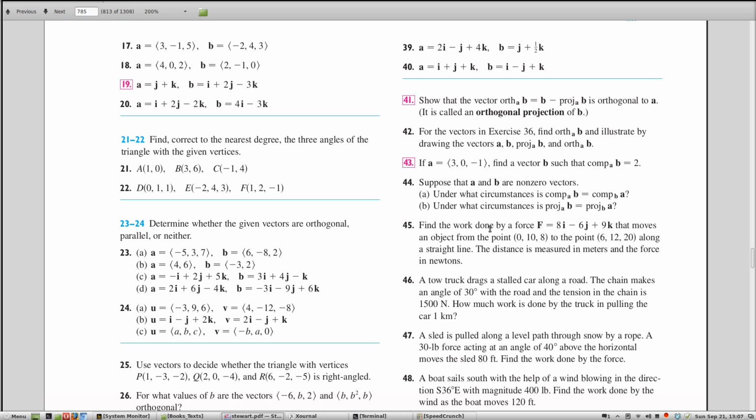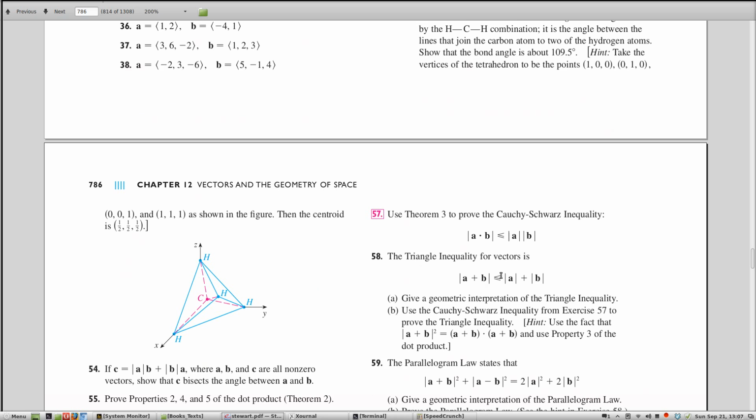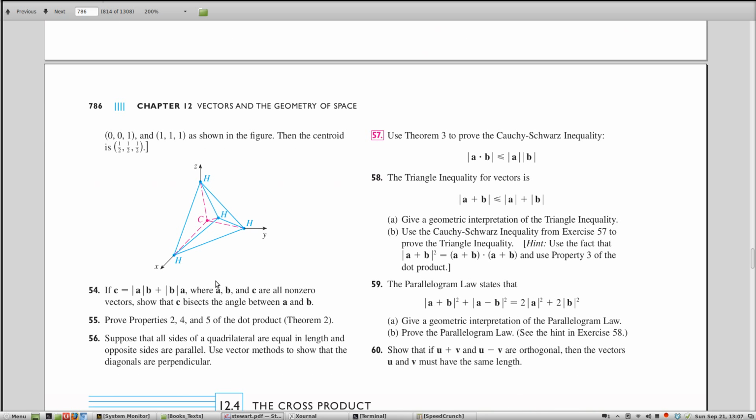What else have we got? Okay. All right, I don't like any of these. I'm declaring us done with this section.